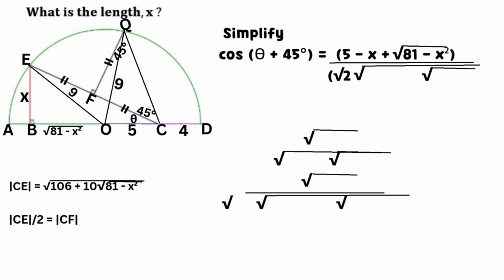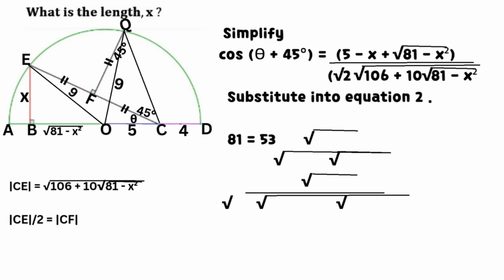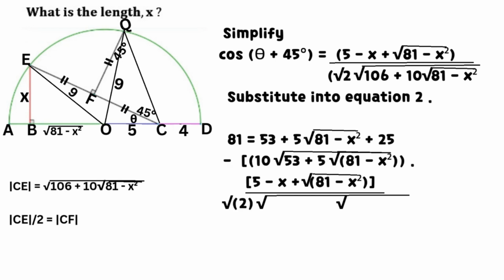Simplify. Cosine of theta plus 45 degrees equals 5 minus x plus the square root of 81 minus the square of x, all divided by the product of the square root of 2 and the square root of the sum of 106 and 10 times the square root of 81 minus the square of x. Substitute the result into equation 2. We obtain a new equation as shown on the screen. Then, simplify the right-hand side of this new equation by performing basic arithmetic and algebraic processes.